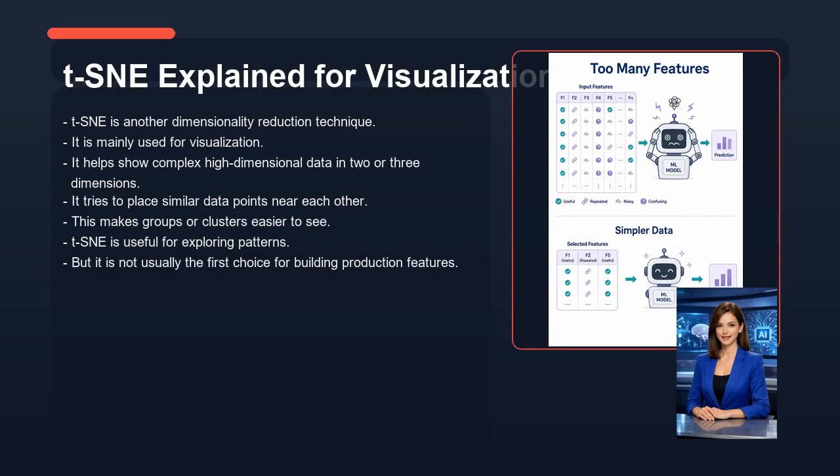Now let's look at t-SNE explained for visualization. t-SNE is another dimensionality reduction technique. It is mainly used for visualization. It helps show complex high-dimensional data in 2 or 3 dimensions. It tries to place similar data points near each other. This makes groups or clusters easier to see. t-SNE is useful for exploring patterns, but it is not usually the first choice for building production features.